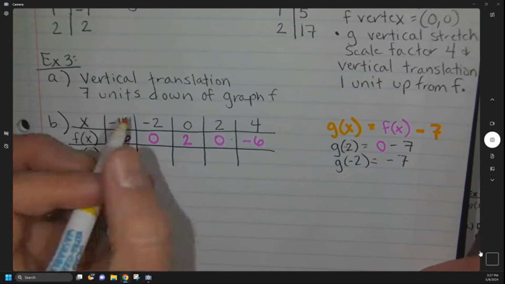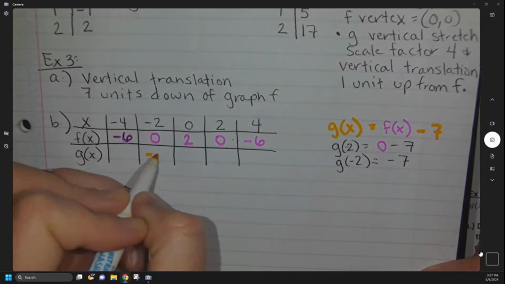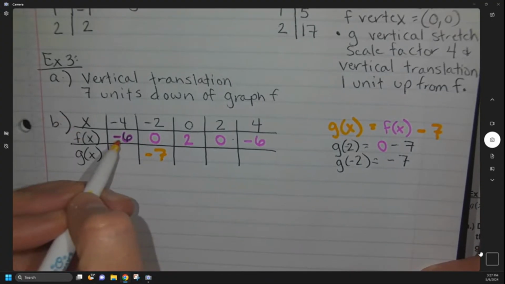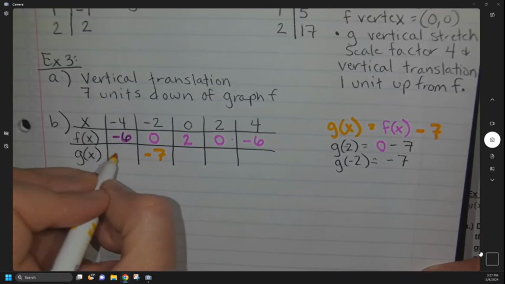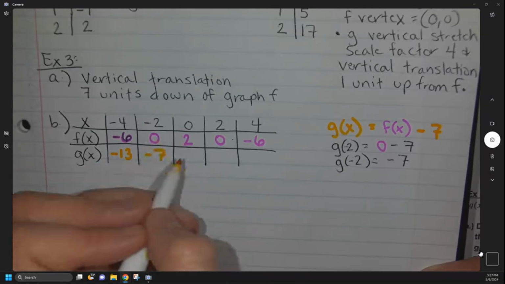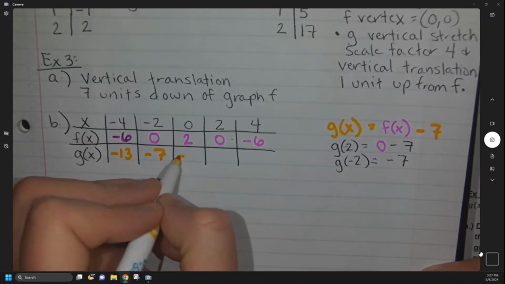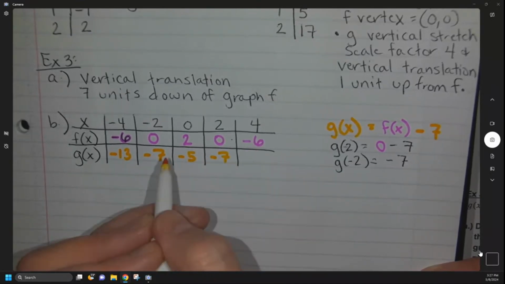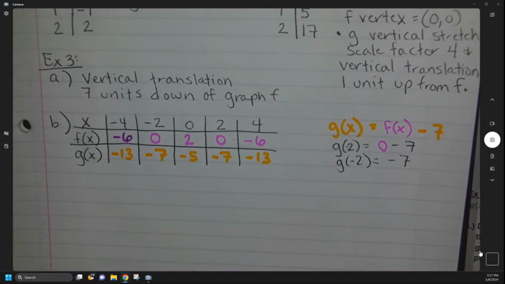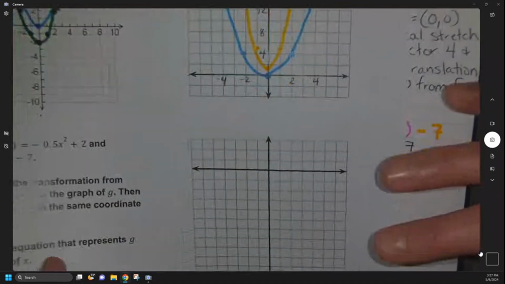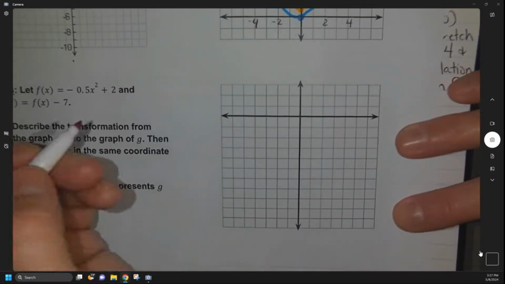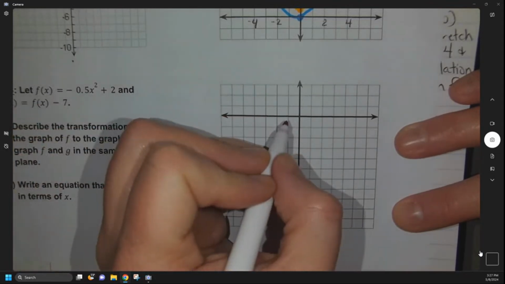So down here, we're going to get -7. Notice it's whatever that answer was, minus 7. So -6 minus 7 is going to put us at -13. 2 minus 7 is going to put us at -5. 0 minus 7 is -7. -6 minus 7 is -13. So now we've got our coordinates for both of our graphs, and we're going to put that on our graph together. So for f of x, we had -4, -6.